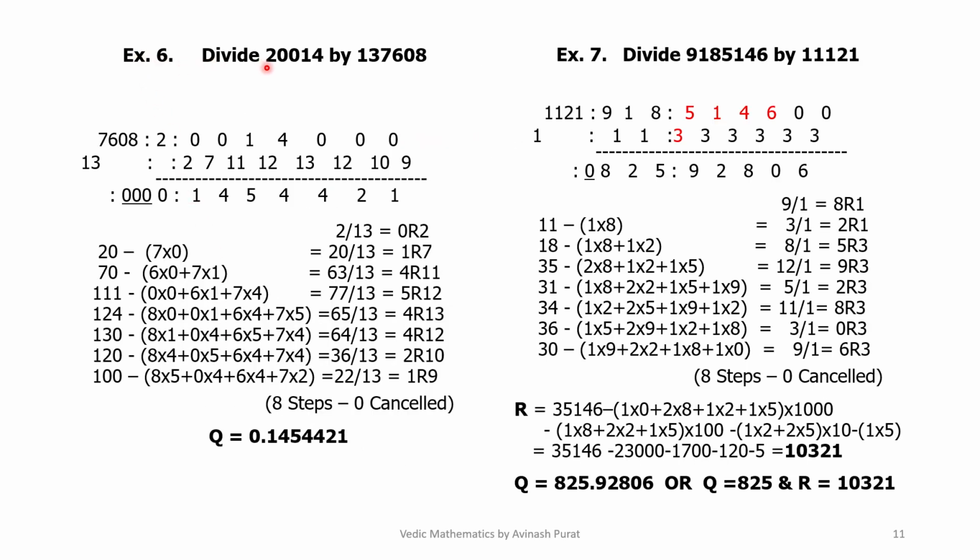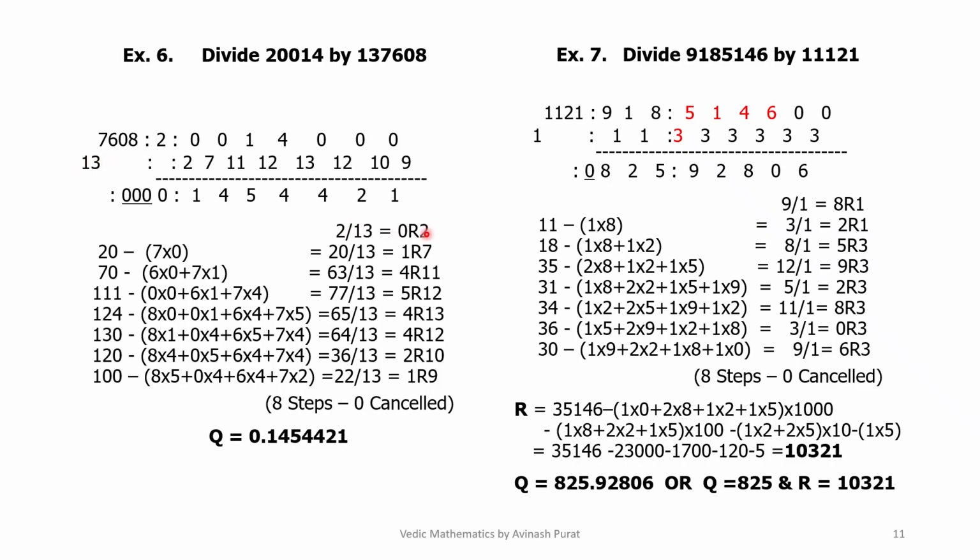Example 6: divide 20014 by 137608. 13 digits of the first divisor are taken on the left, in the lower line, and 7608 is the Dhvajank, taken up diagonally opposite 13 with 4 digits. Being 4 digits, 0014 of the dividend are taken after the decimal point. Now we go for division.